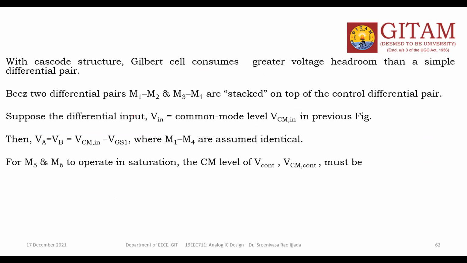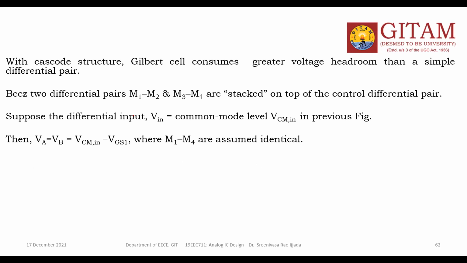Now, after the Gilbert cell, what is the main interest of the Gilbert cell? Simply to get variable gain over a long range, a wide range of variable gain. With the cascade structure, what is the meaning of cascade? One transistor on the head of another. With the cascade structure, the Gilbert cell consumes higher voltage headroom than the simple differential pair, because of having more number of cascades. See, here in the previous picture.